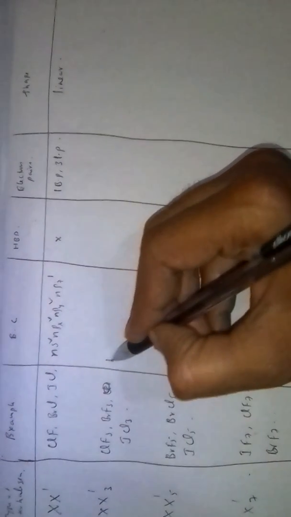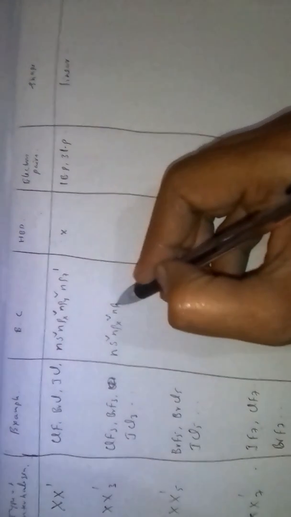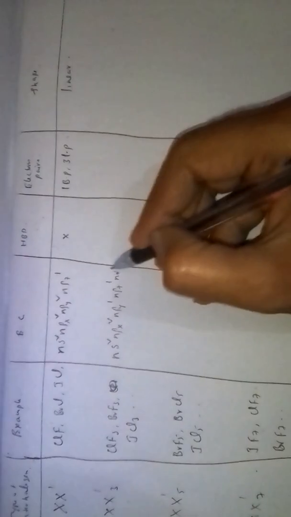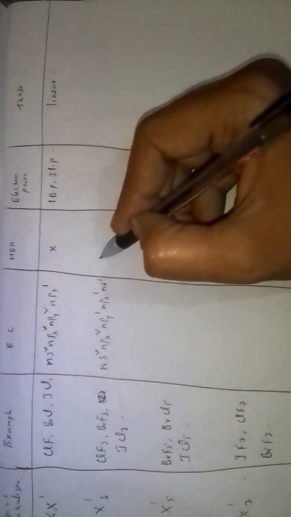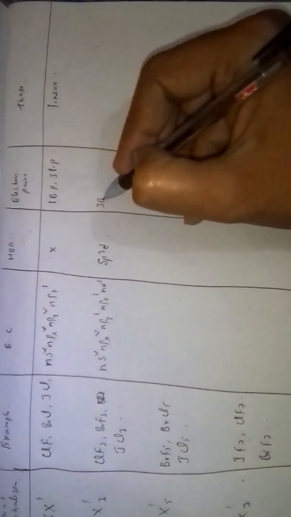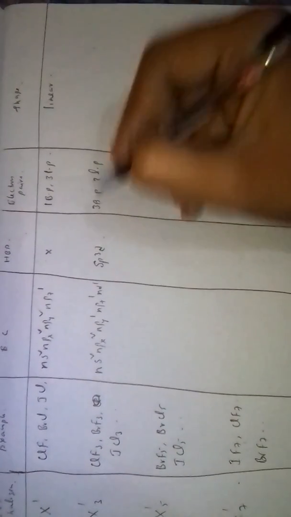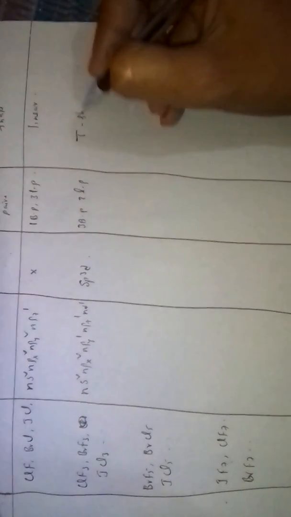Here the electronic configuration of the central atom is ns2, npx2, npy1, npz1, nd1. Here three bonds are formed by X. To form three bonds, one electron is in an excited state. The hybridization that takes place is sp3d. It contains three bond pairs and two lone pairs. The shape becomes T shape.